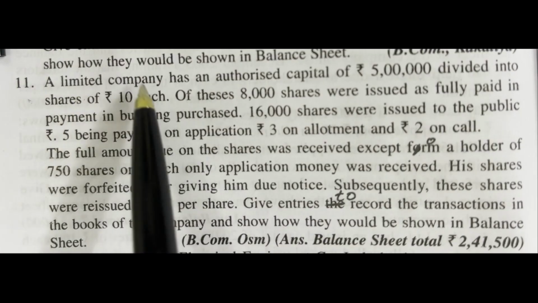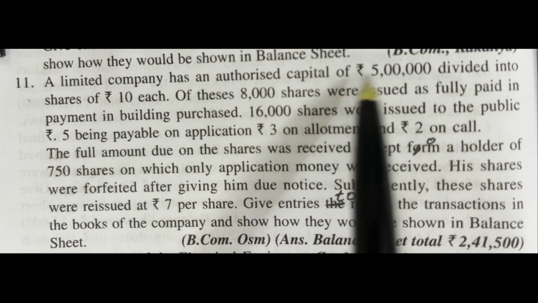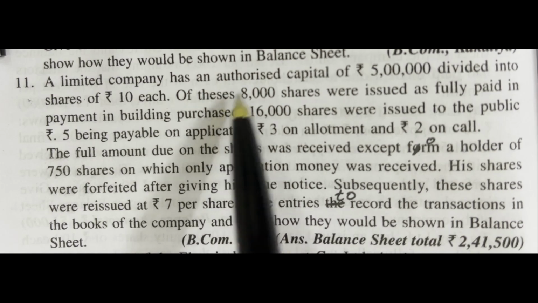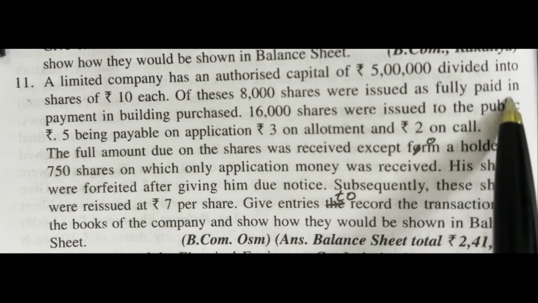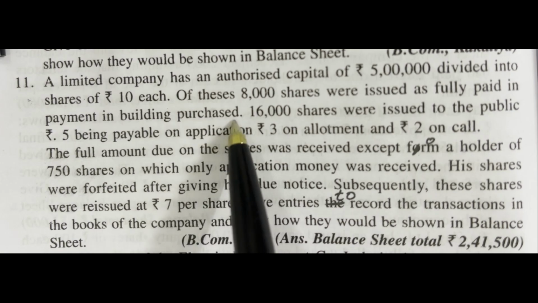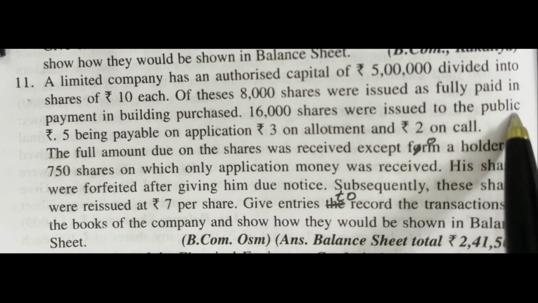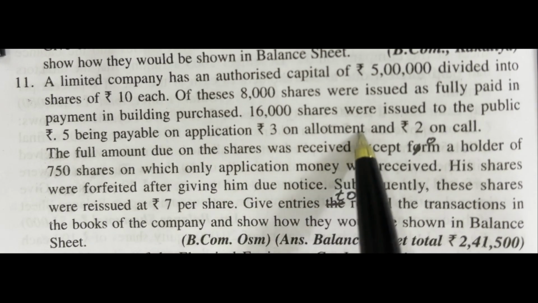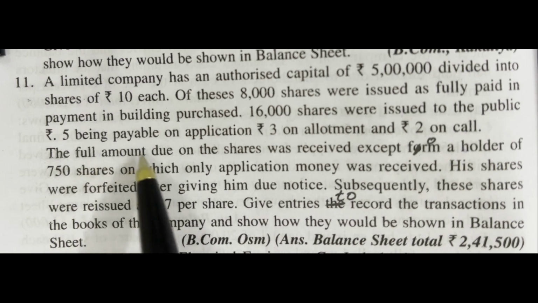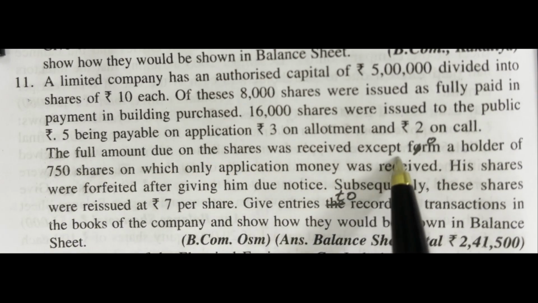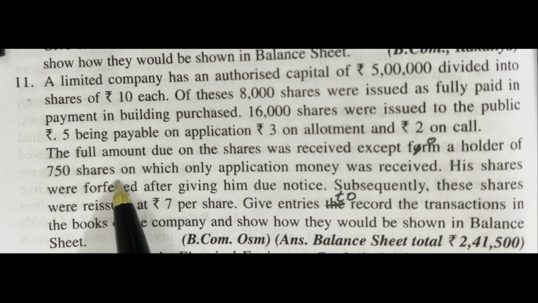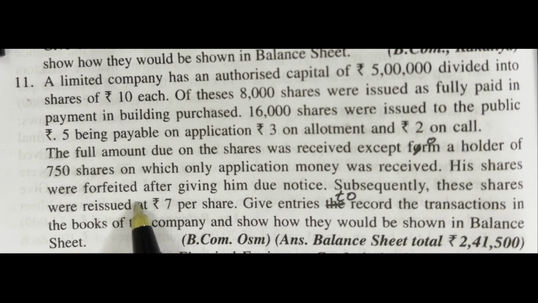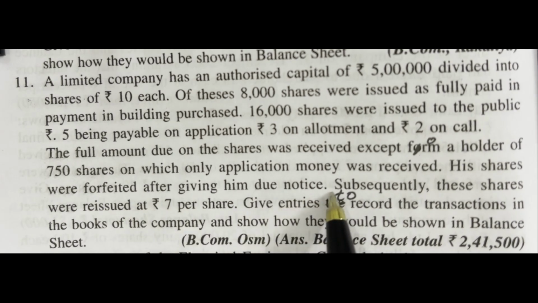11th problem. A limited company has an authorized capital of 5 lakh rupees divided into shares of 10 rupees each. Of these, 8,000 shares were issued as fully paid in payment for a building purchased. 16,000 shares were issued to the public, rupees 5 being payable on application, 3 rupees on allotment and 2 rupees on call. The full amount due on the shares was received except from a holder of 750 shares on which only application money was received. His shares were forfeited after giving him due notice.